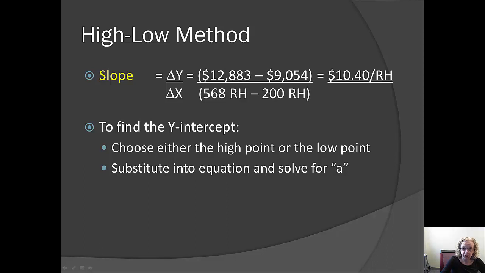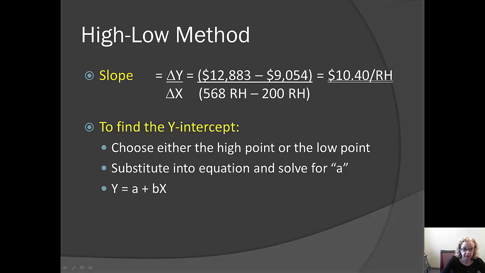That means that Charlene predicts that her variable cost per repair hour is about $10.40. To find the y-intercept, we should choose either the high point or the low point. Then we are going to substitute the slope that we just computed into our equation and solve for A, which represents the y-intercept or the fixed cost.